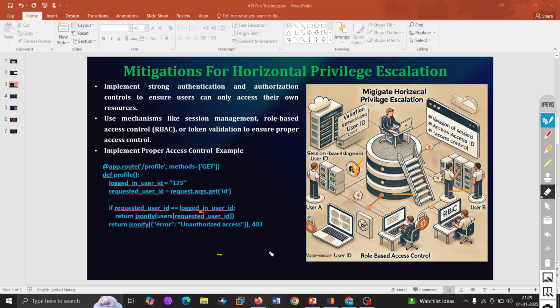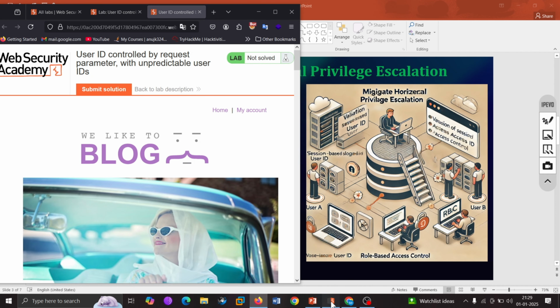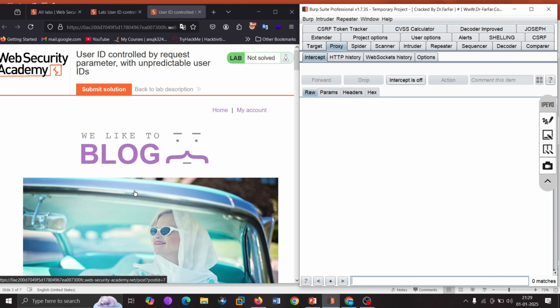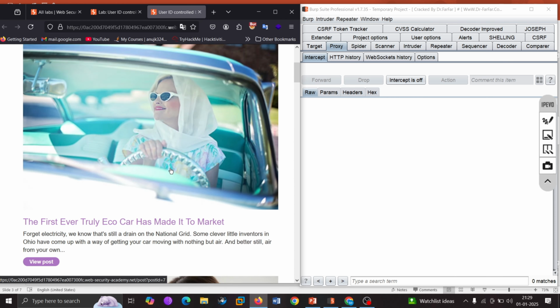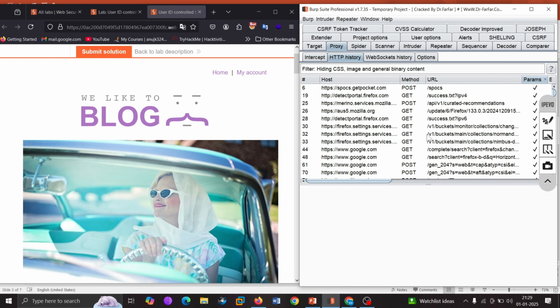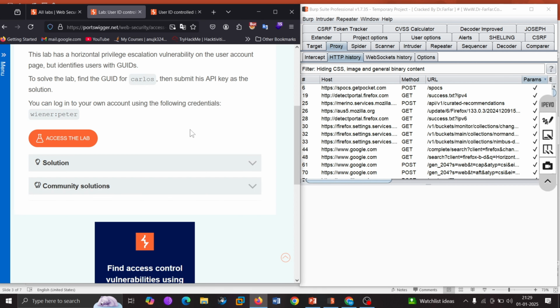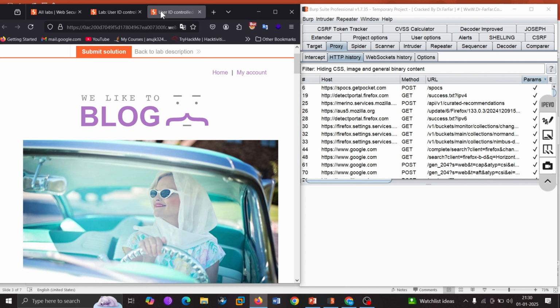Let's understand this with one example, then you will have a better understanding of it, right? Okay. So what we're going to do right now is this application, a lab that we need to solve, right? If we go to our HTTP history, we have the login credentials for winner. We have to log into this account.